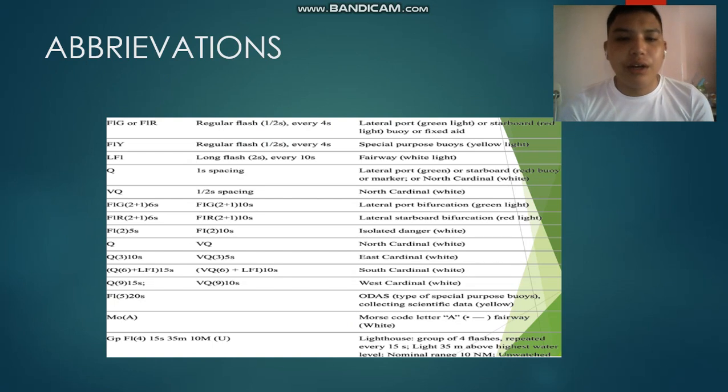Abbreviations that are important. FIG or FIR, regular flash, 1.5 seconds every 4 seconds. Lateral port green light or starboard red light buoy or fix 8 FIY. Regular flash, 1.5 seconds every 4 seconds. Special purpose buoys yellow light.